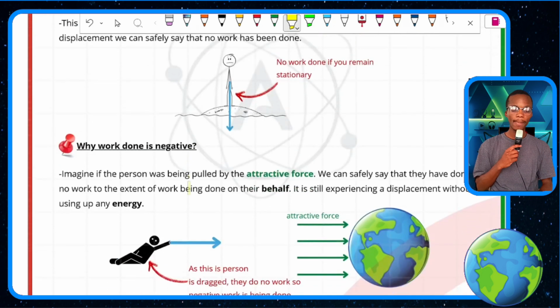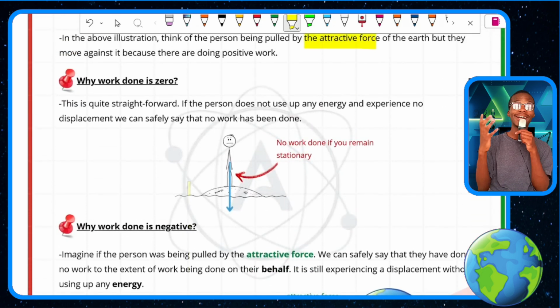Okay. So we also have what is known as work done being zero, right? If you're doing no work at all, what are you doing? This is quite straightforward to understand. If a person doesn't use up any energy at all and experiences no displacement at all, we can safely say no work has been done. Okay. So if you just remain stationary, standing over there looking weird, we can say you're doing no work.